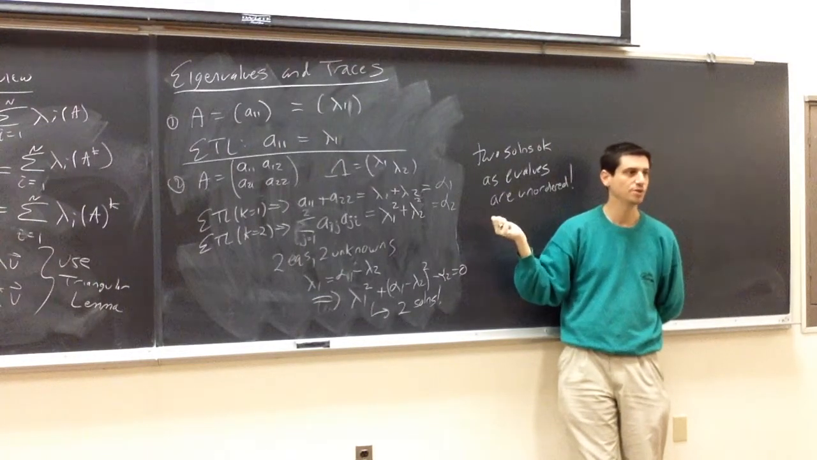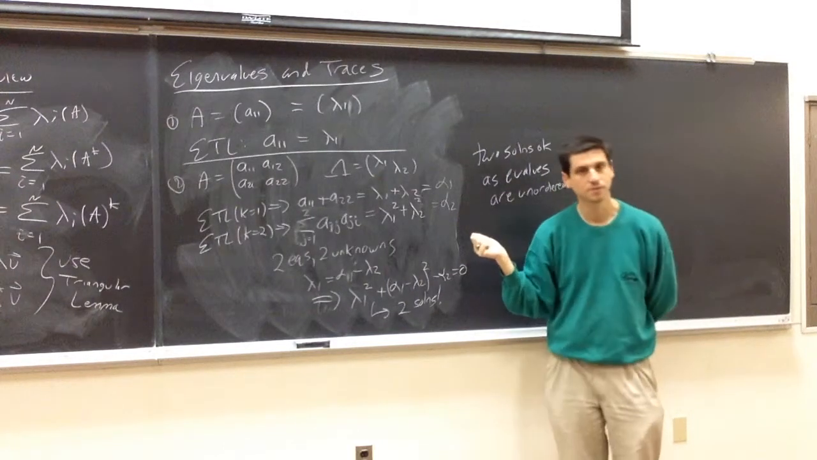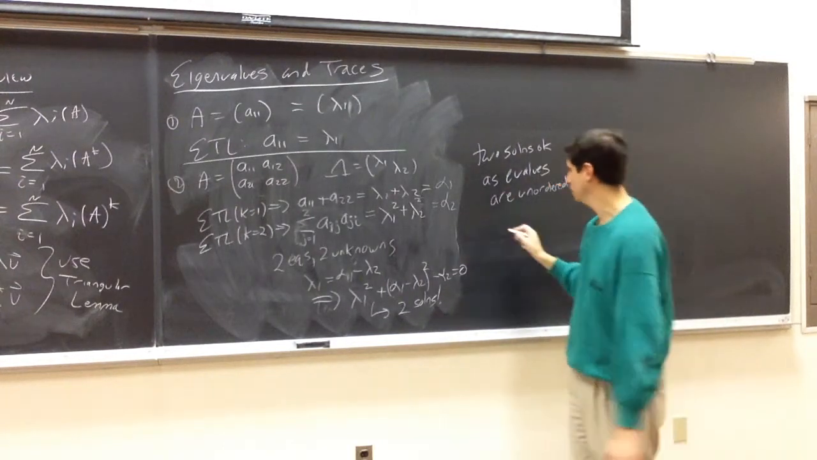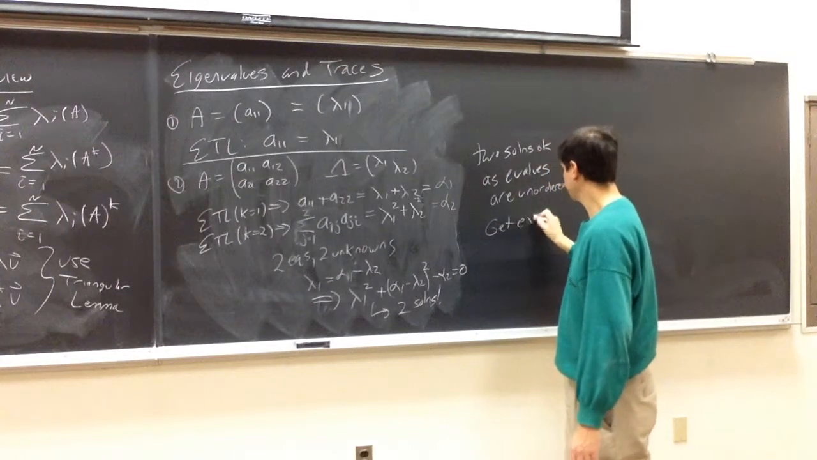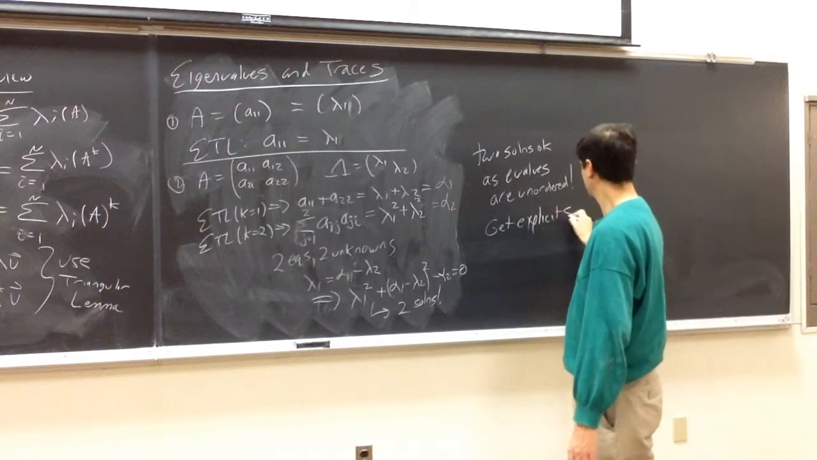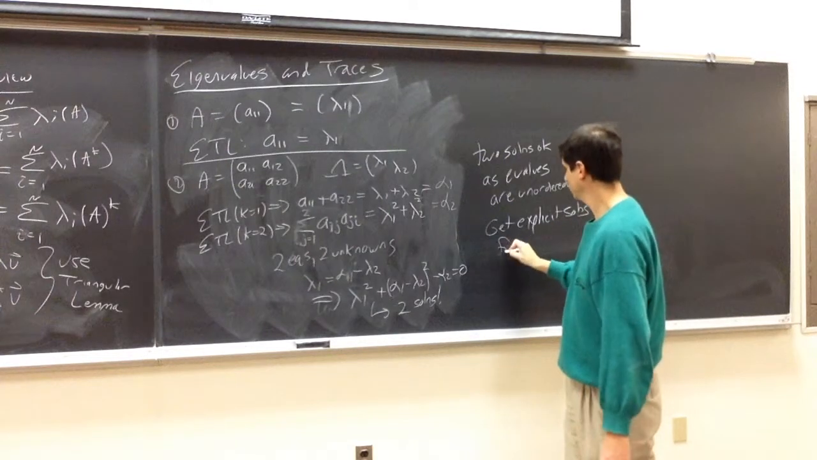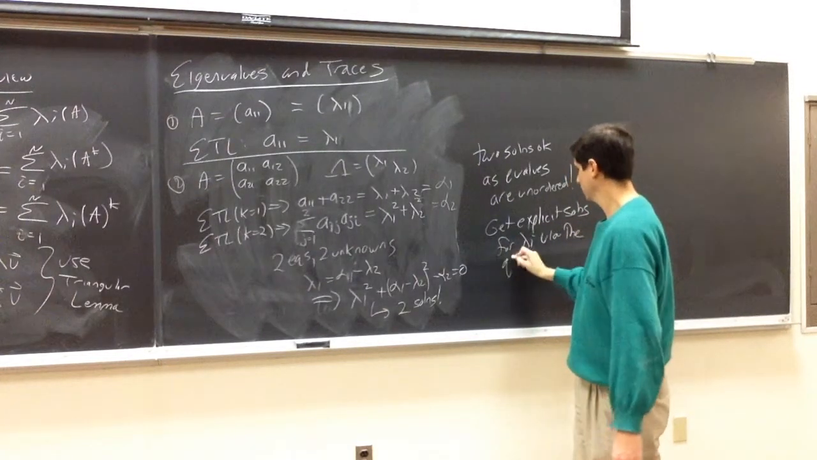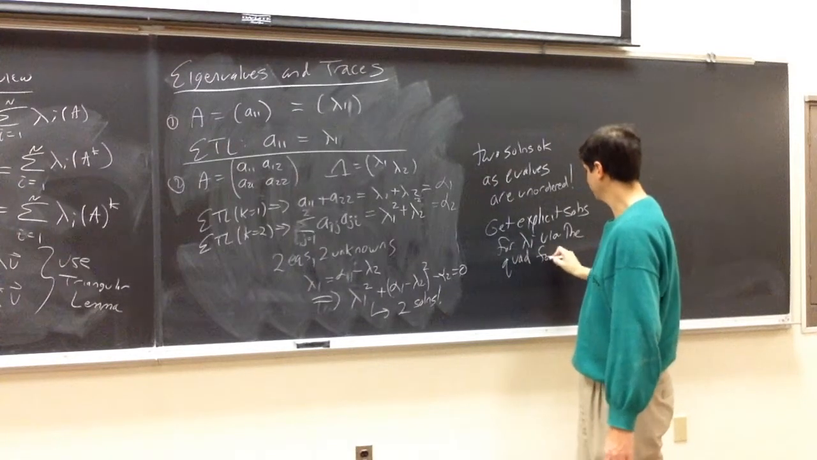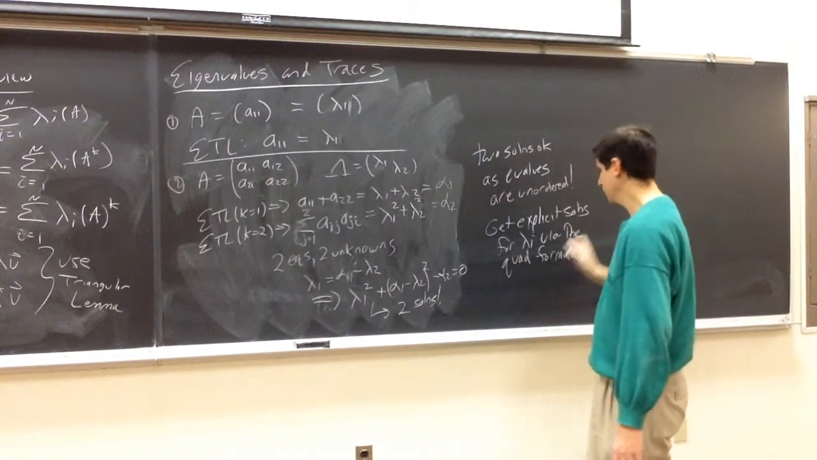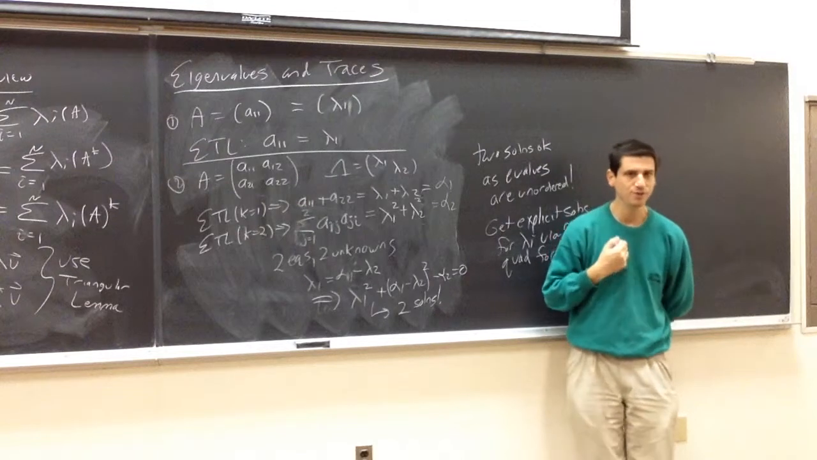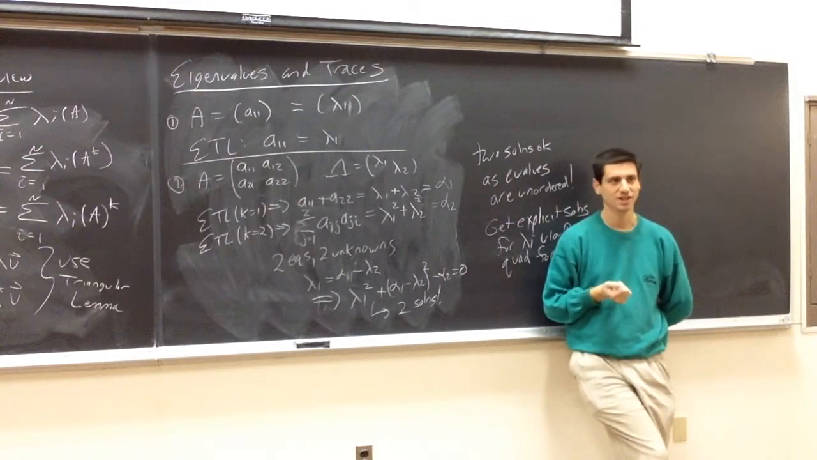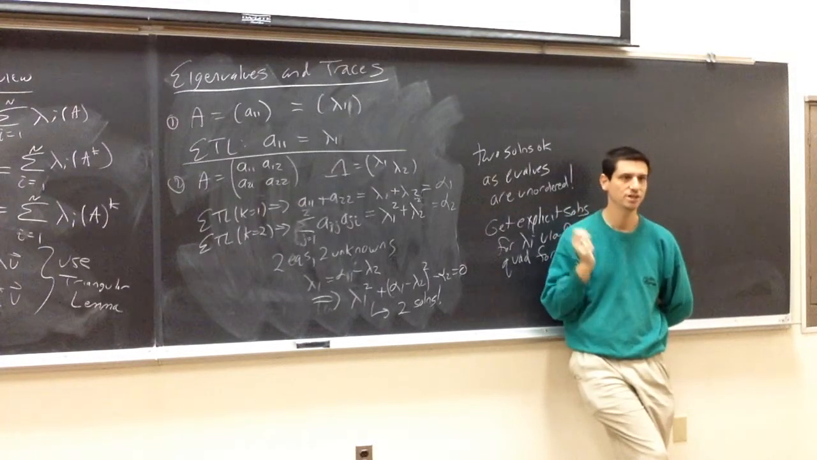What gives us explicit formulas for lambda 1 and lambda 2? Quadratic formula. So we get explicit solutions for lambda i via the quadratic formula. And again, unlike myself, you've all taken abstract algebra. How many of you are taking Galois theory now? Anyone taking Galois theory?